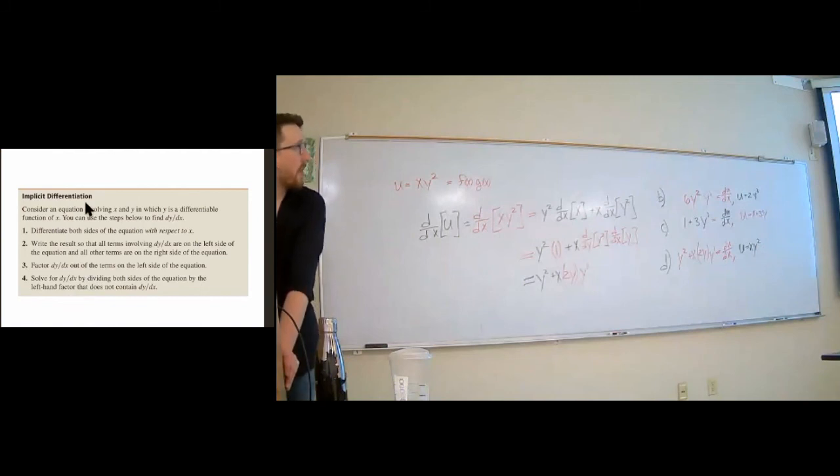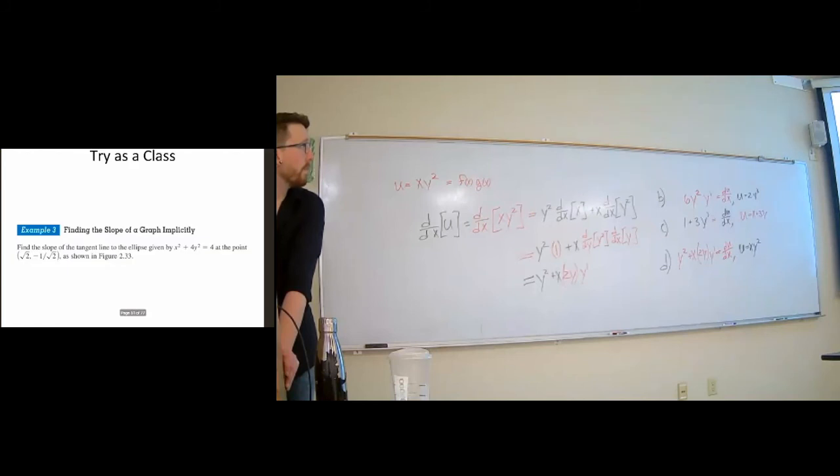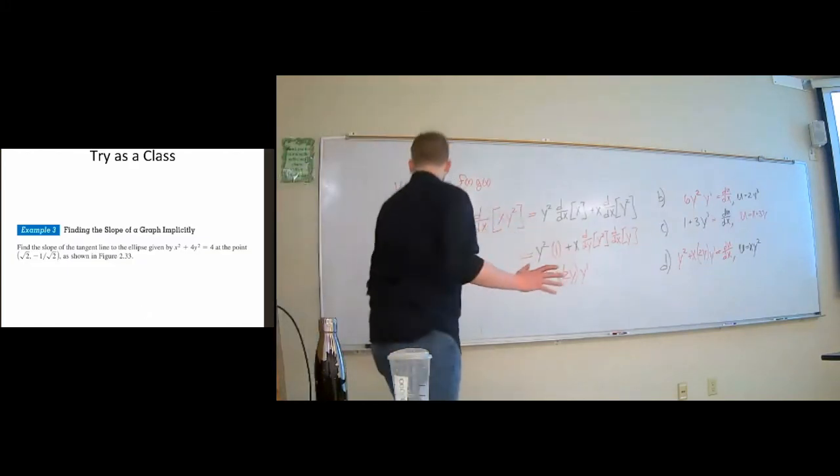Once you've gotten the derivatives figured out, then you try to rearrange terms and solve for dy dx if you can. So to show what I mean, we've got this ellipse.